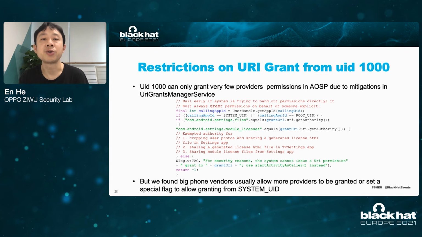There are some restrictions on URI grants from UID 1000. UID 1000 can only grant very few providers permissions in AOSP due to mitigations in the URI Grants Manager service, as the code snippet shows. But we found big phone vendors usually allow more providers to be granted or set a special flag to allow granting from system UID. Therefore, this case is marked as moderate in Android AOSP, though it could be dangerous in Android OEM phones. We've come across a few of these examples, but due to time, we're not going to talk about this in detail.